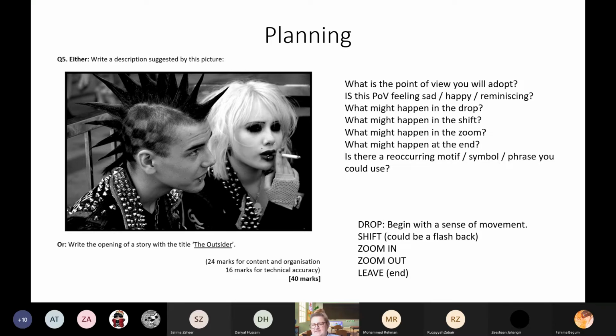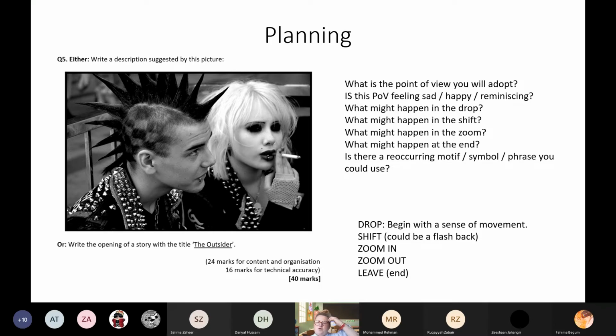The next thing to consider is the point of view of your narrator or of the protagonist. Are they feeling sad or happy? Are they reminiscing? Are they looking forward to something? How are they feeling in your piece of writing?